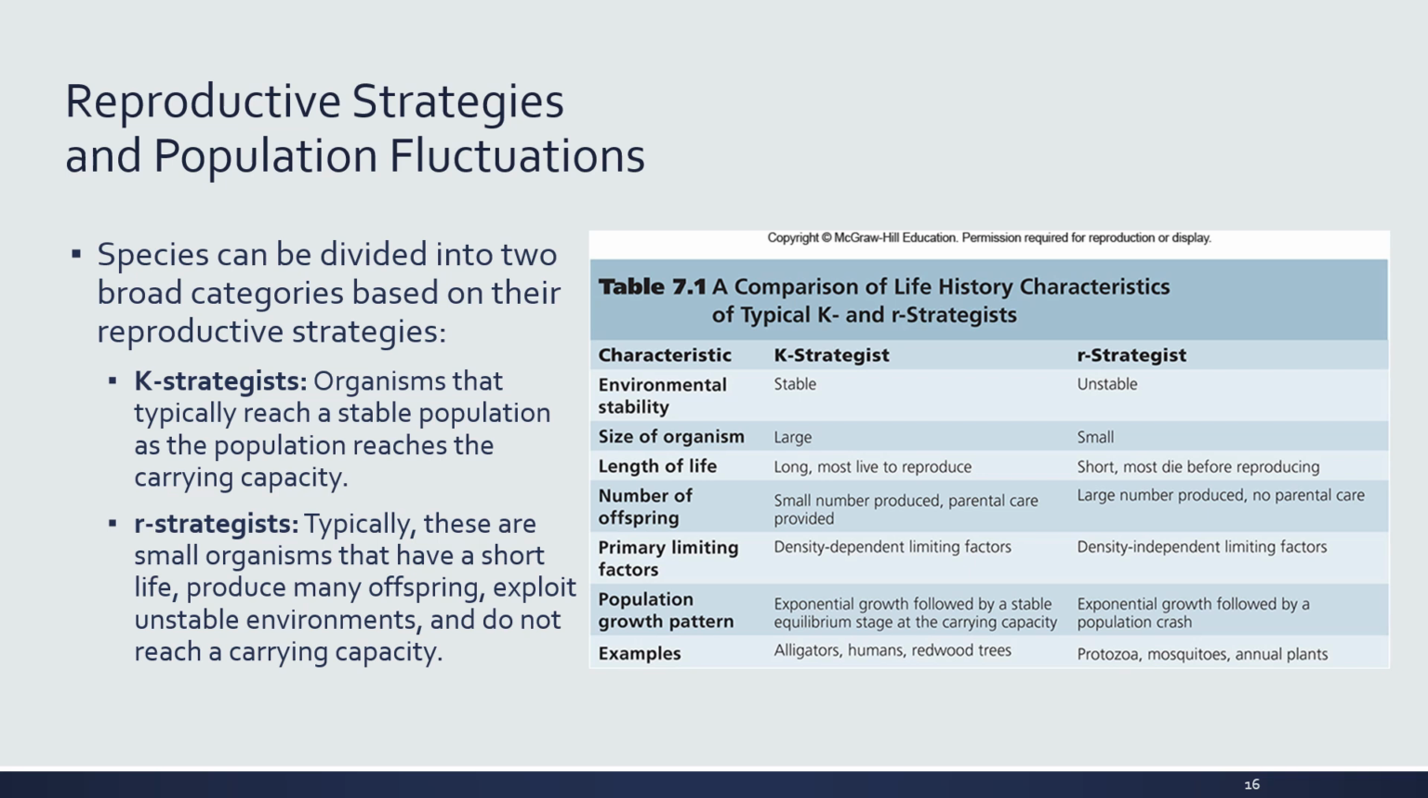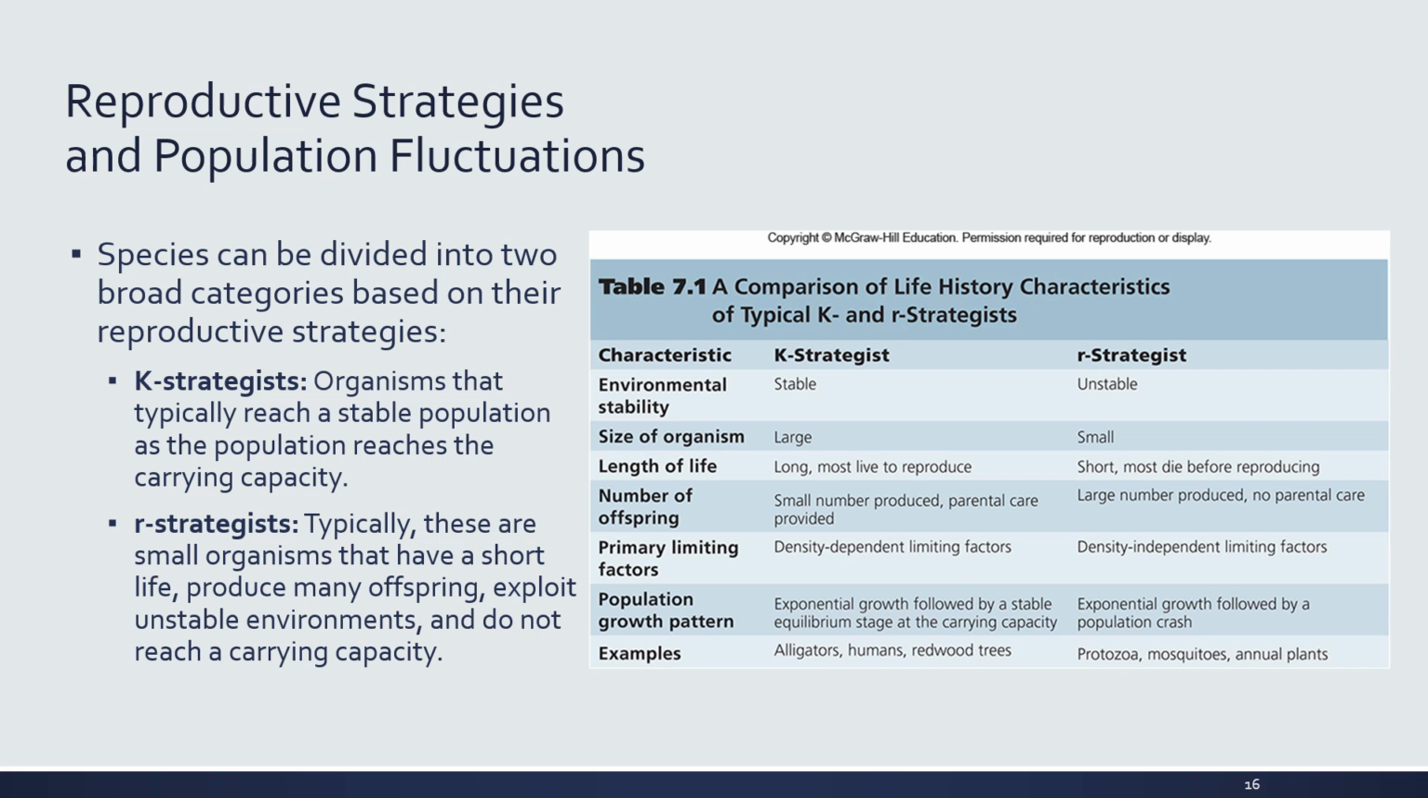So something called a K strategist is very stable in its environment. The organisms tend to be kind of large, though that's not always necessarily true. Their length of life tends to be very long. That means they have a significant survivorship curve. The number of offspring is usually small. The primary limiting factor is density dependent. That means their population greatly affects the number of organisms. This is a major resistance, and their population growth pattern is usually a very gradual exponential growth.